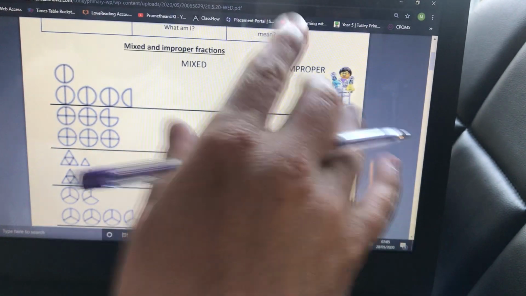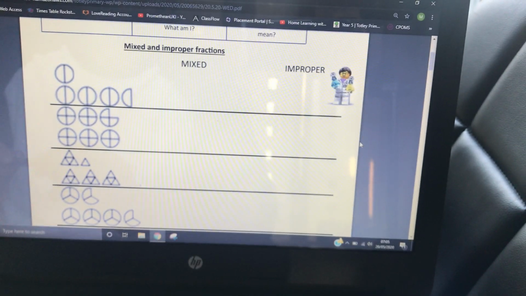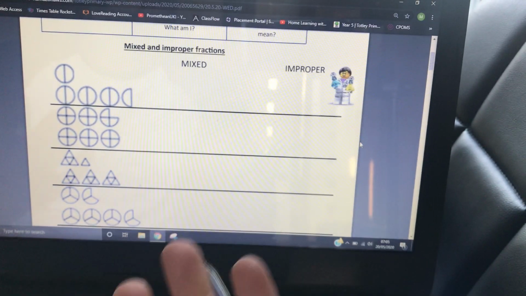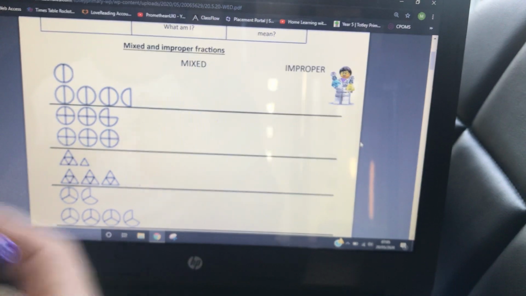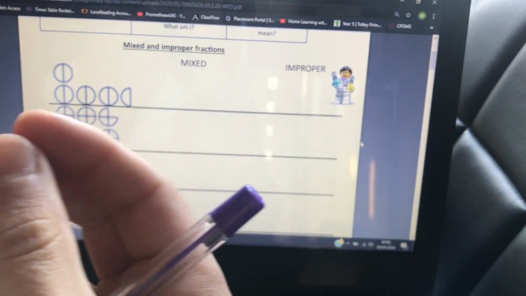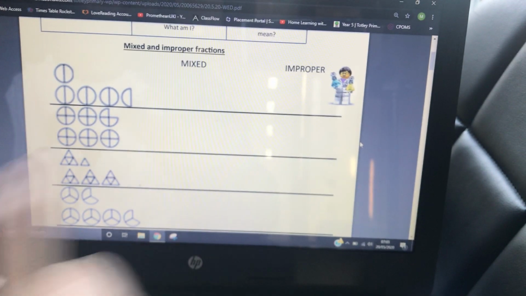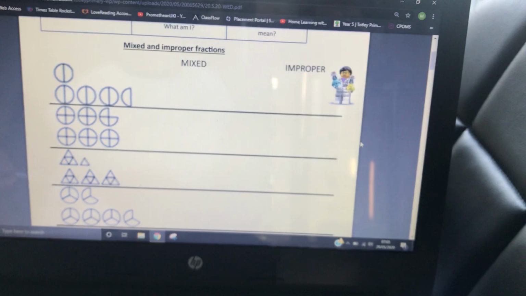Now we have discussed this in do nows and in class already, but remember, mixed is literally what it says on the tin. It's a mixed fraction. It's a fraction and a whole number put together. So you're mixing a numeral with a fraction. Improper, I used to call top heavy at school.